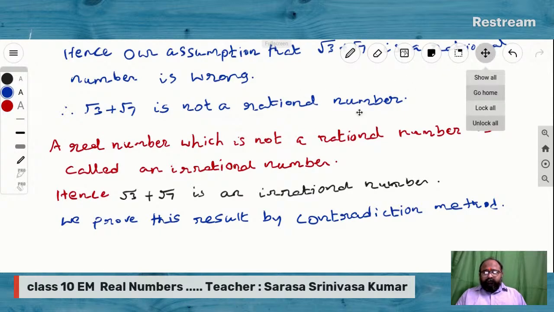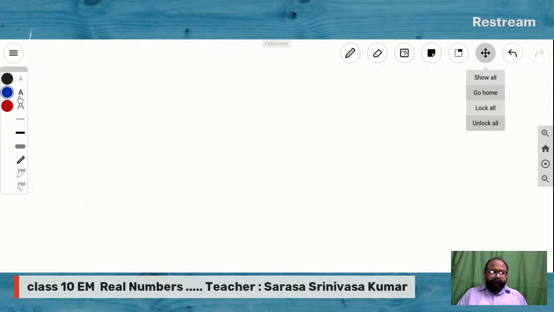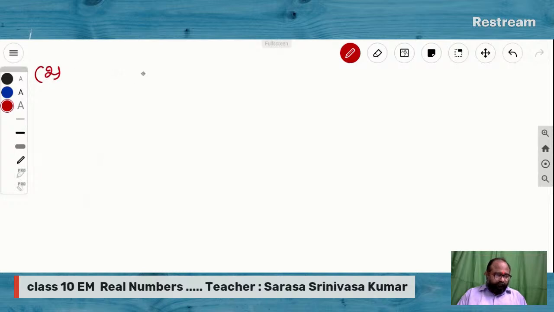Now, we solve another problem. Prove that 3 plus 2 square root of 5 is irrational.